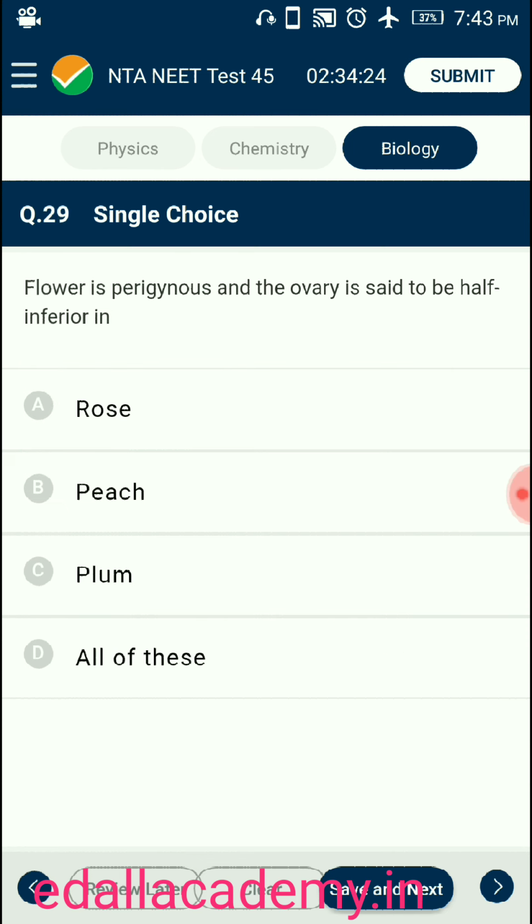Question number 29. The flower is perigynous and the ovary is said to be half inferior in. A half inferior ovary, also known as sub-inferior or partially inferior, is embedded or surrounded by the receptacle. Such flowers are termed perigynous or epigynous. The flower is perigynous and the ovary is said to be half inferior in rose, peach and plum. So the answer for this question is option D, all of these.